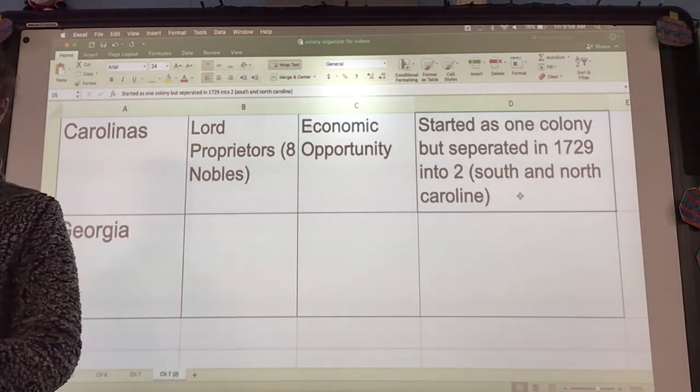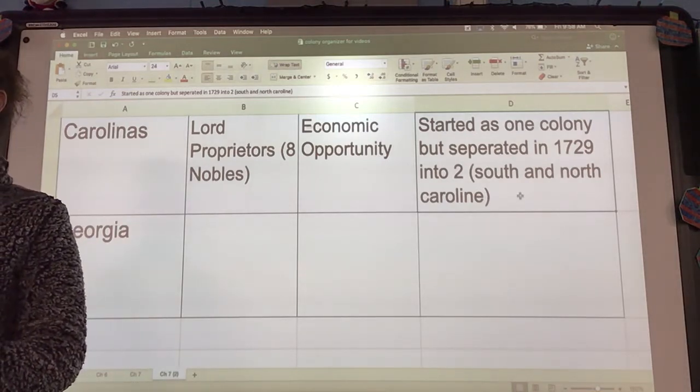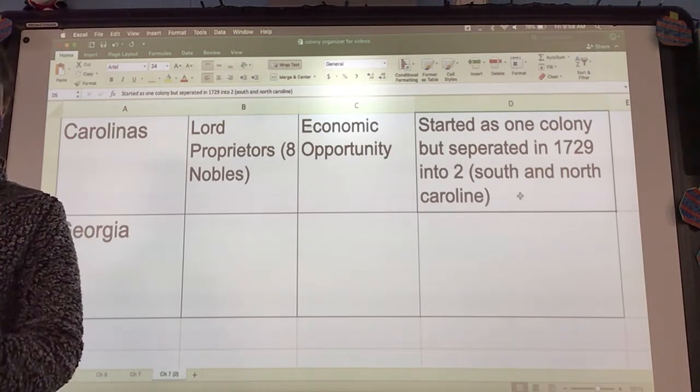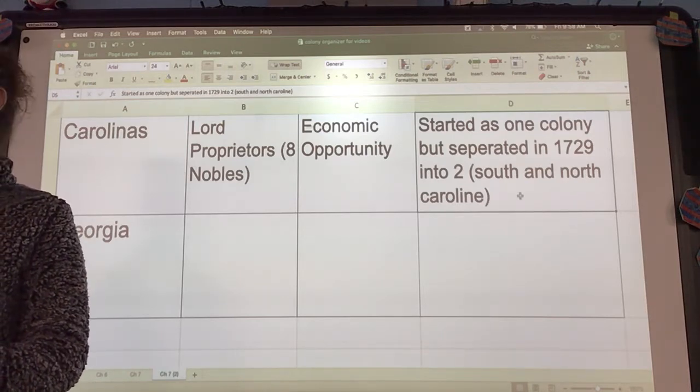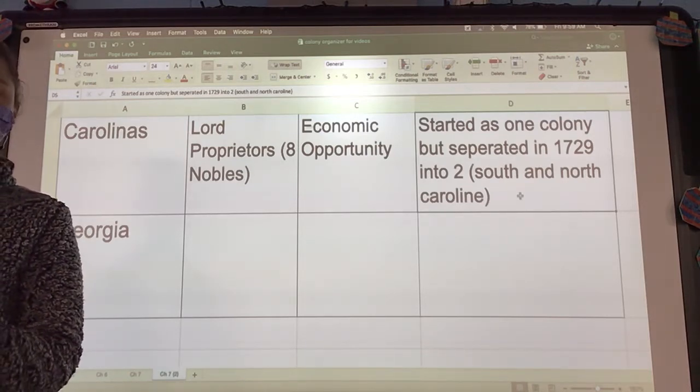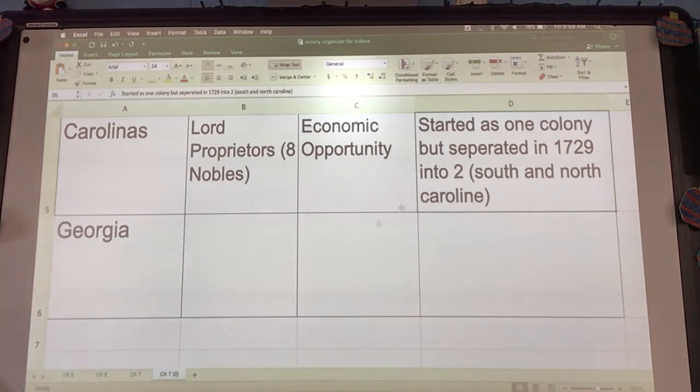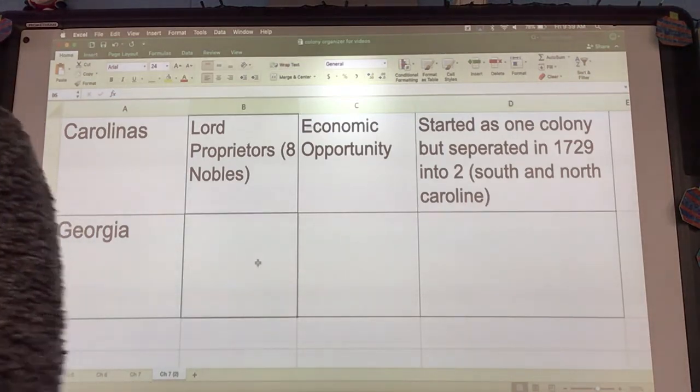All right. Good on the Carolinas? Yeah. All right, how about Georgia? Tell me about Georgia. Lots of hands about Georgia. Josh, what do you got? The founder is James Oglethorpe.